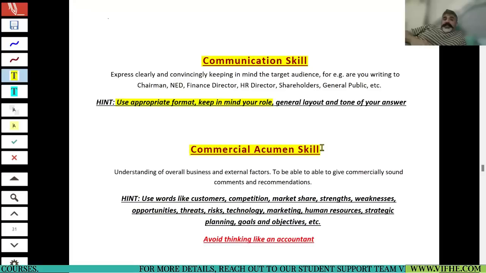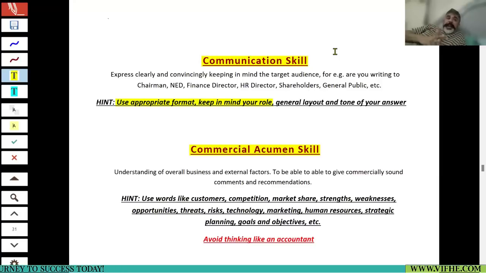The fourth one is commercial acumen. A lot of students really stress out, or feel that they don't have this skill. But it's not correct. All of you have commercial acumen. It's just that you don't know it. Now, what is the meaning of commercial acumen? In simple words, it means, do you have business sense?